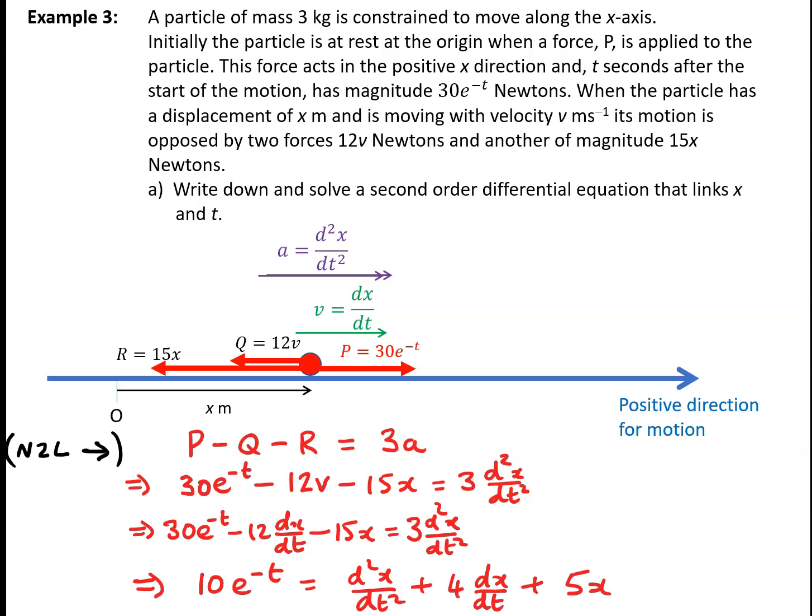If we take all the x terms onto the right hand side and also divide through by 3, we obtain 10e^(-t) equals d²x/dt² + 4 dx/dt + 5x. So, the initial conditions for this differential equation: when t equals 0, we know the particle is at x equals 0 and that it's at rest, so dx/dt is also 0.